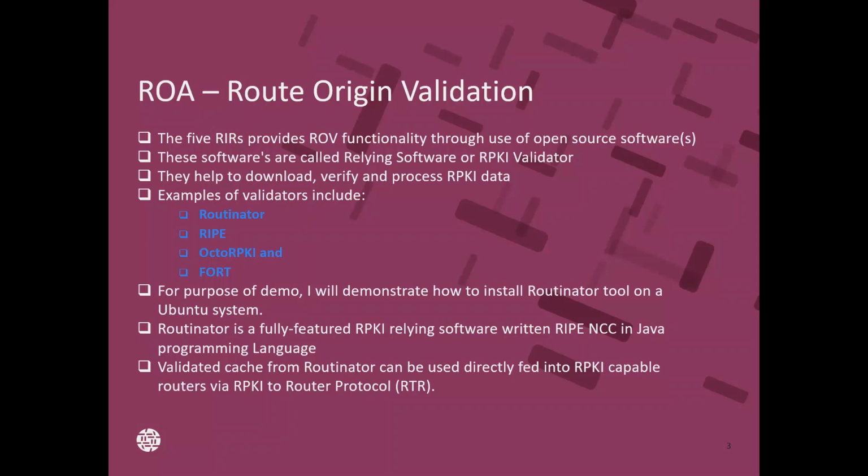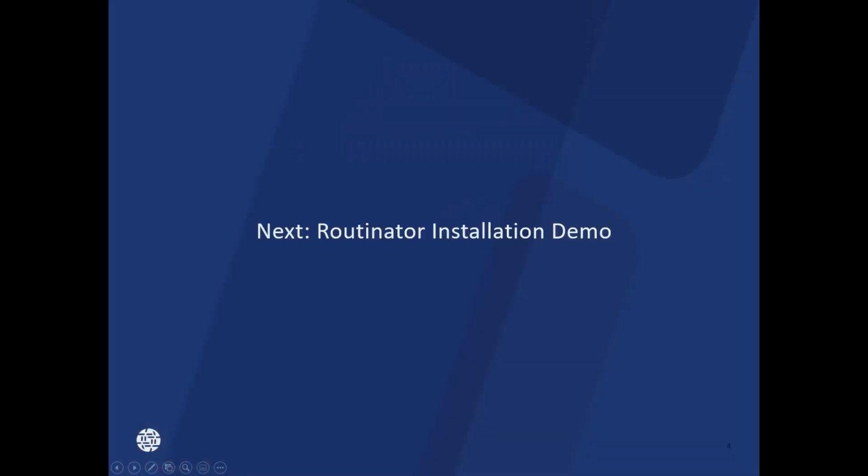Routinator is a fully featured RPKI relying party software written by NLnet Labs in the Rust programming language. The validated cache from Routinator can be used to directly feed into RPKI-capable routers via the RTR protocol, or RPKI to Router protocol. Next, I'll show the demonstration of how to do that. Thank you and welcome.